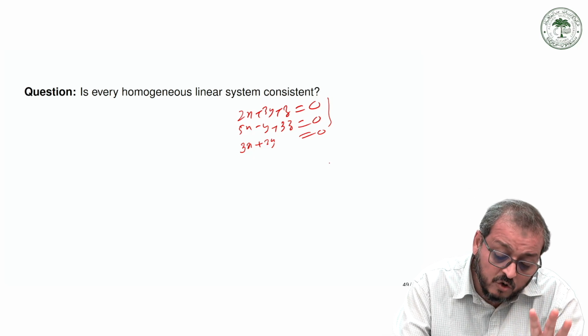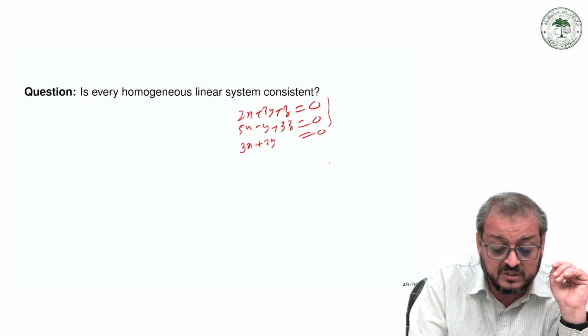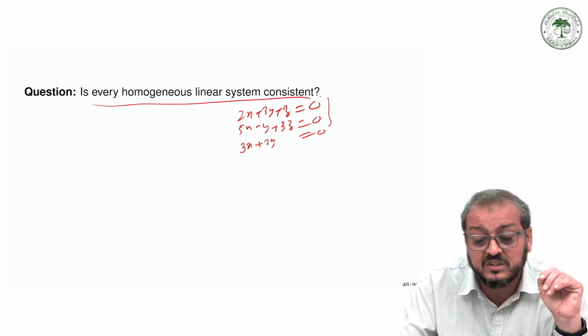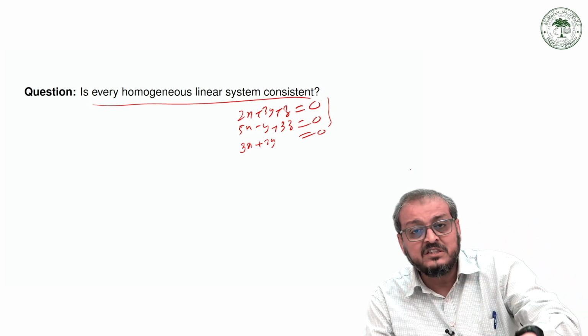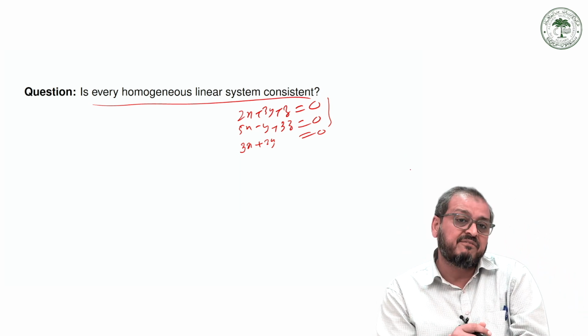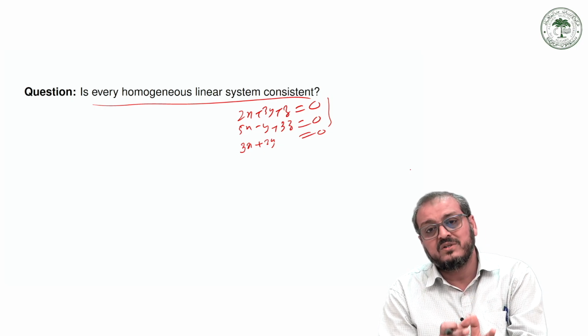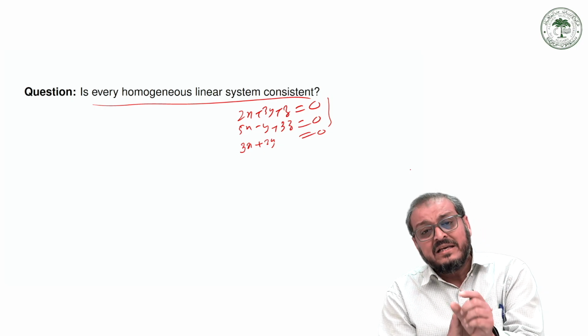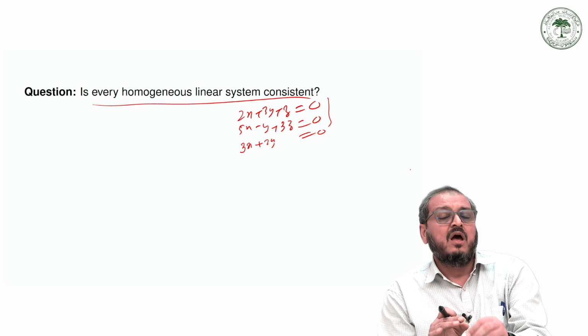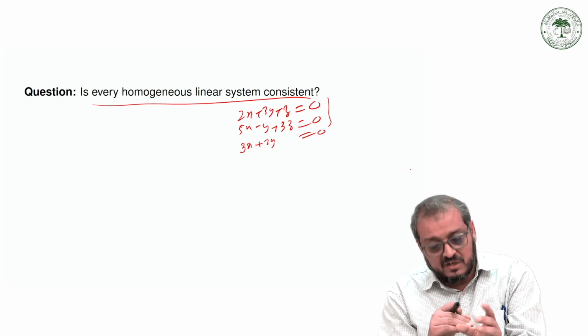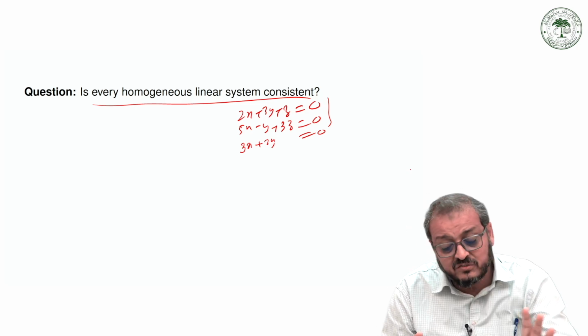If this is clearly a homogeneous system of equations, the question is whether every homogeneous system is consistent or not. By the definition of consistency, a system of linear equations is consistent if at least one solution exists, meaning either a unique solution exists or infinitely many solutions exist.